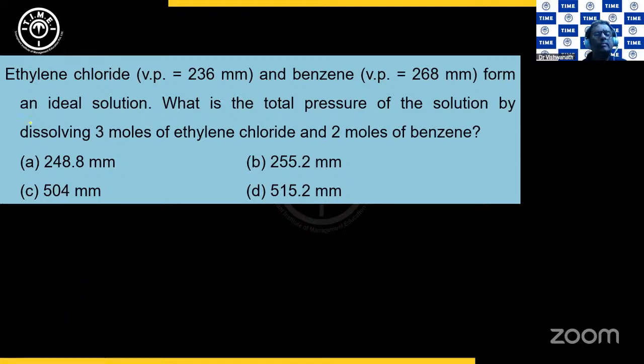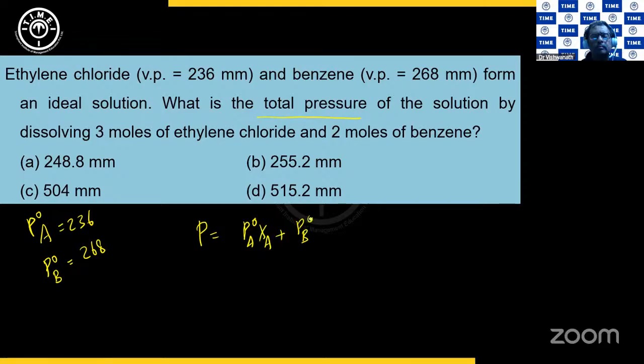So ethylene chloride and then benzene. Let us take ethylene chloride as A. So PA naught is 236, and benzene as B is 268 millimeters of mercury or torr. 1 mmHg is 1 torr. So we are required to find out what the total pressure is. So P is equal to the simple formula PA naught XA plus PB naught XB. PA naught value is given there. Now, how many moles of ethylene chloride do we have? 3 moles, and number of moles of benzene is 2.